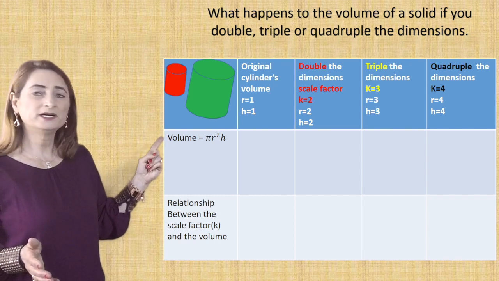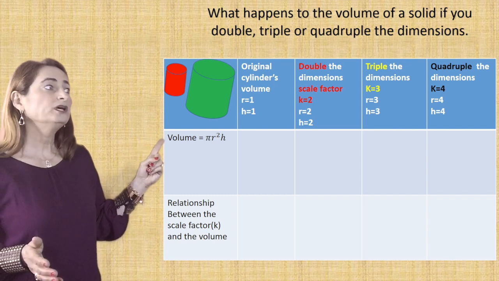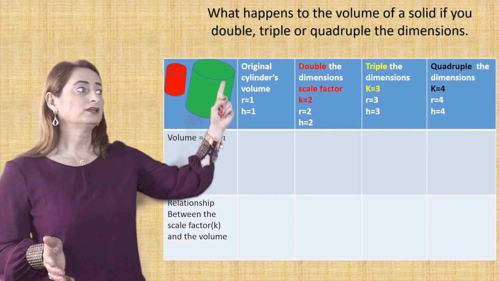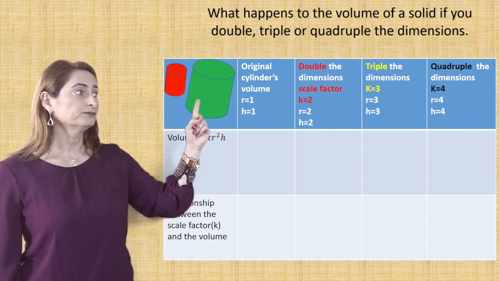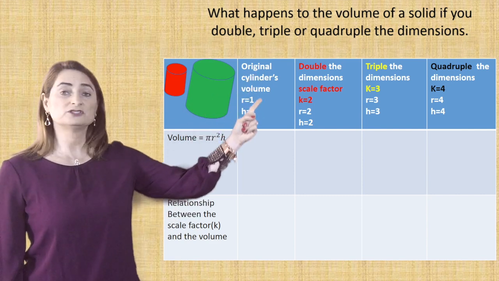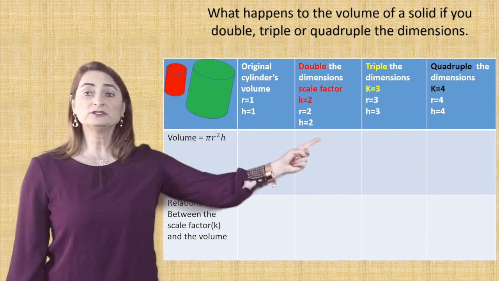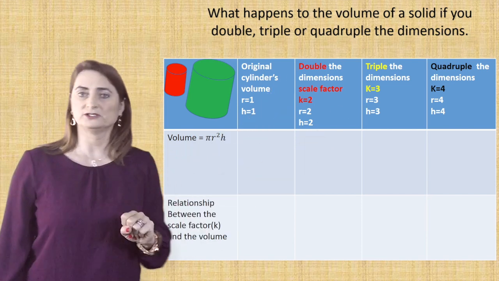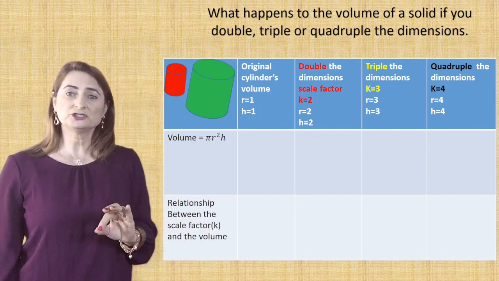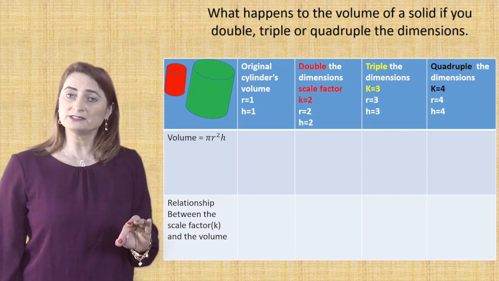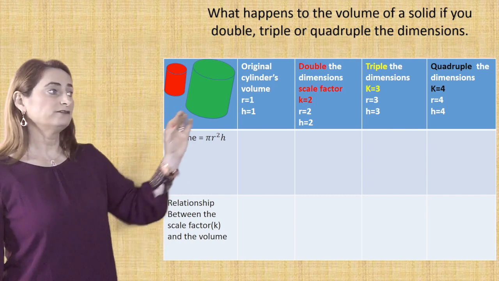pi r squared times the height. We are trying to find the volume of the original cylinder. And then what happens if you double the dimensions, triple the dimensions, or quadruple the dimensions? So each dimension needs to be multiplied by a scale factor.